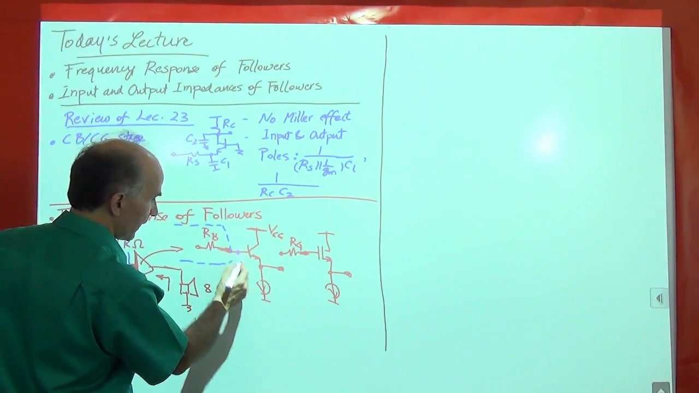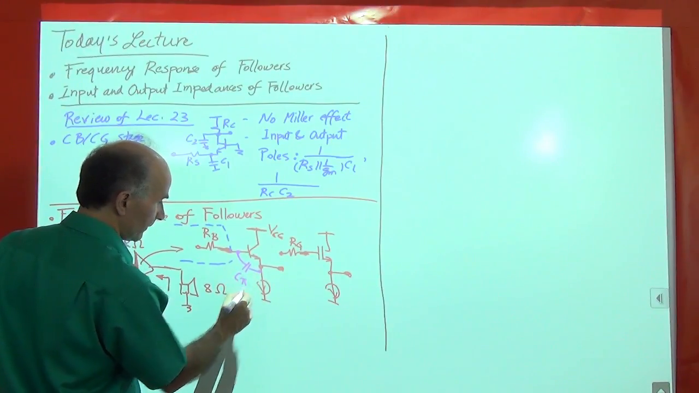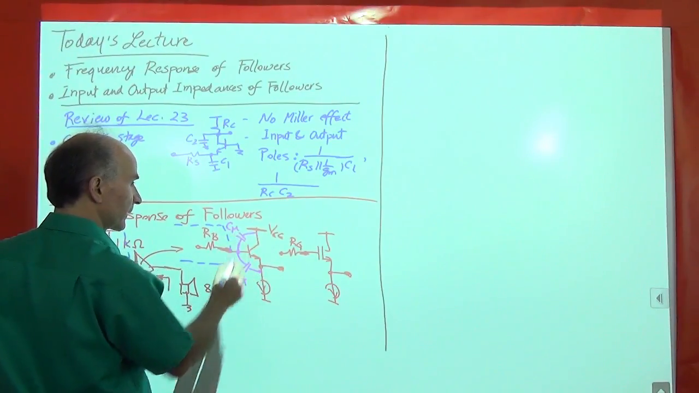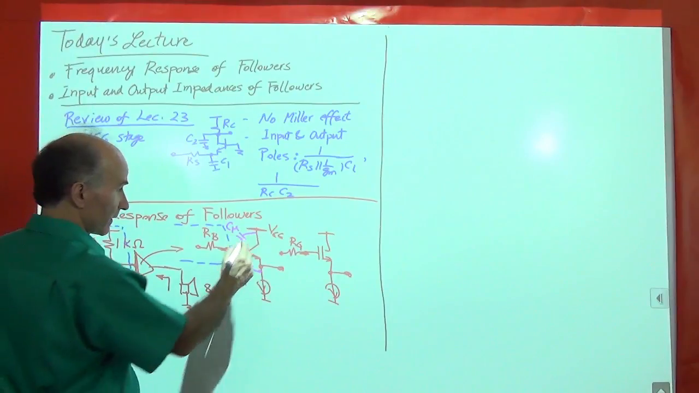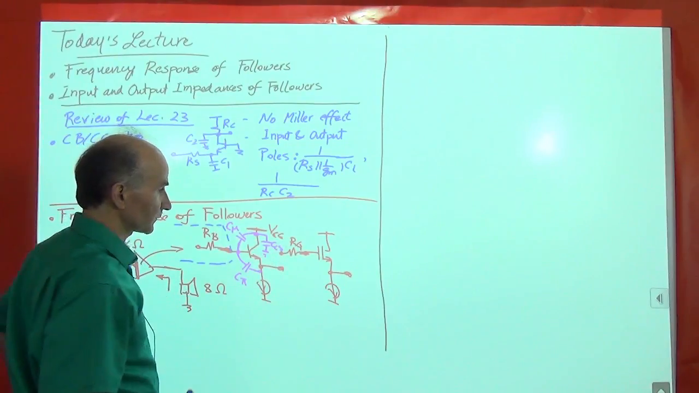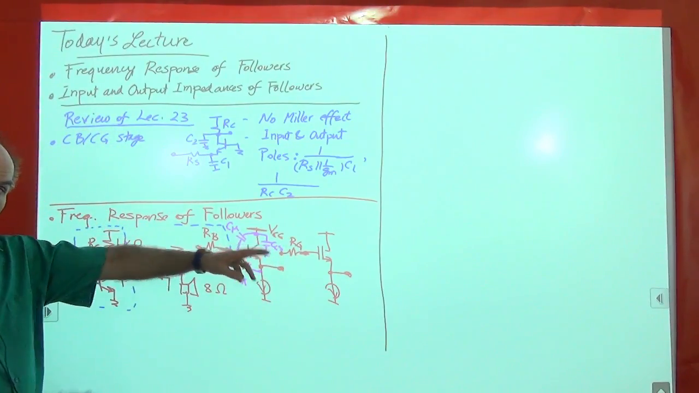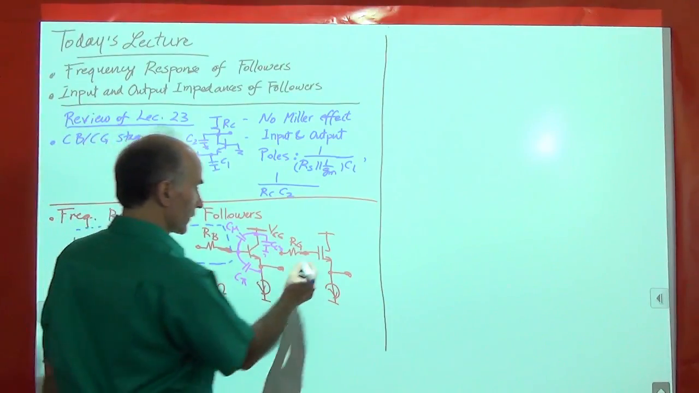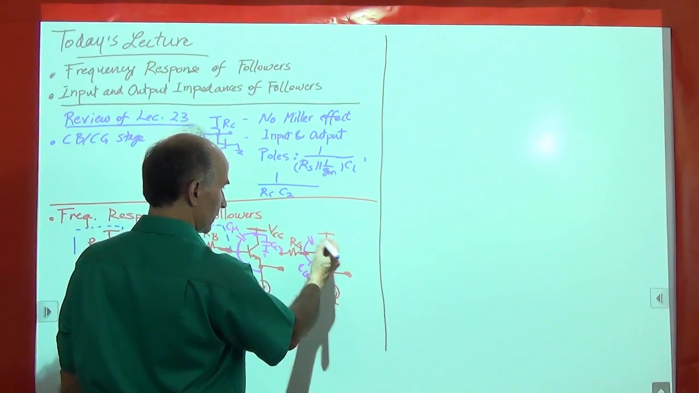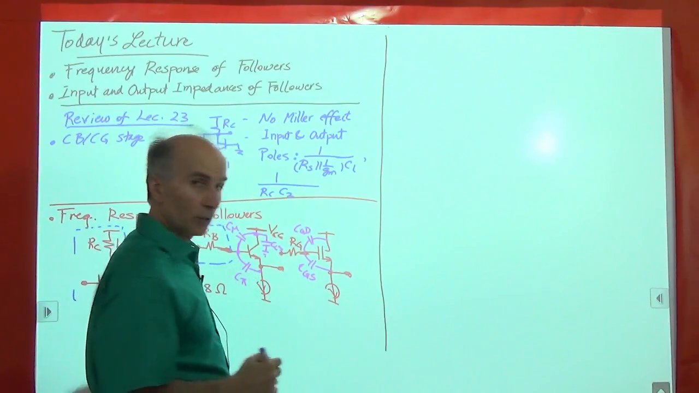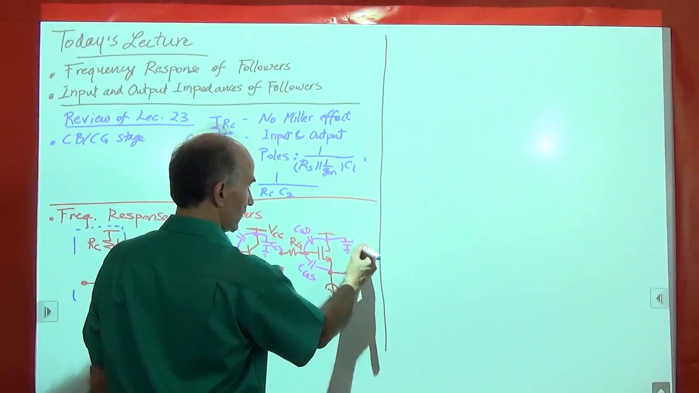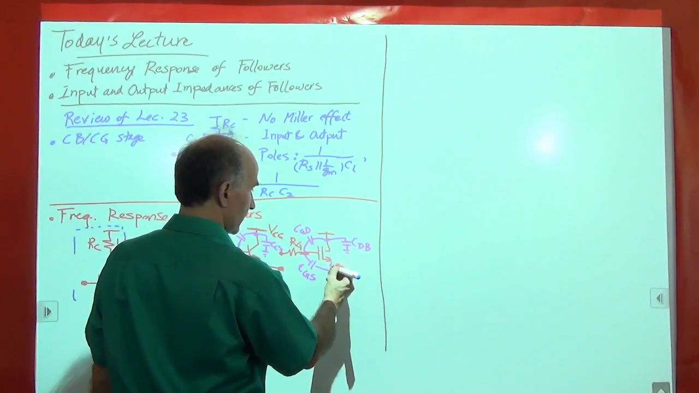All right, I have a C pi from here to here. And then I have C mu from here to here. And then I have a collector substrate capacitance to ground. So that's to ground, CCS. How about the source follower? All right, so we have CGS right here, CGD right here, and then two caps from the drain and the source to AC ground. So here's a CDB, and here's CSB.